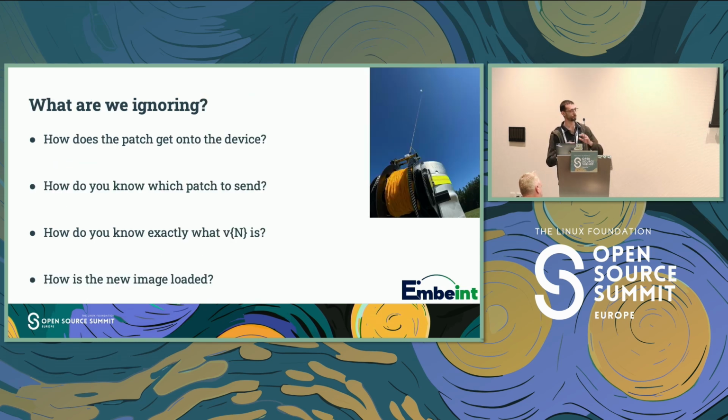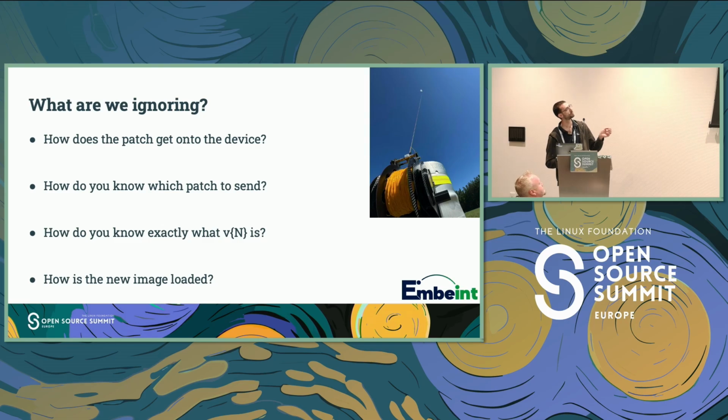So what am I ignoring or papering over in this talk? I'm ignoring, once we have a patch file, how we get it onto the device. That's outside the scope: LTE, Bluetooth, whatever. How do you know which patch file to send? If you're sending a patch, you need to know what image you're currently running. Ignoring that for now. How do you know exactly what the contents of that version are? Ignoring it. How are we loading the new image? Don't care for the purposes of this talk.